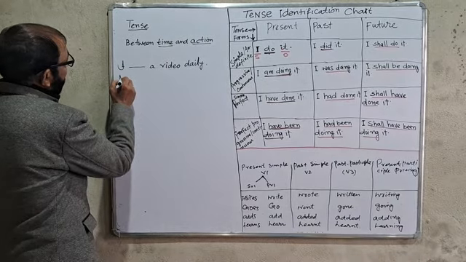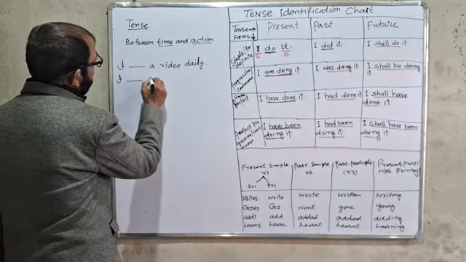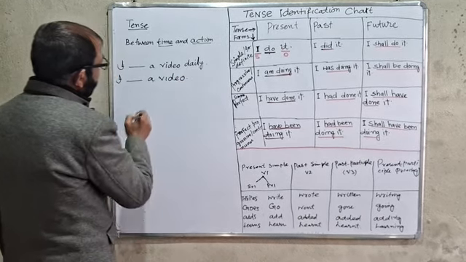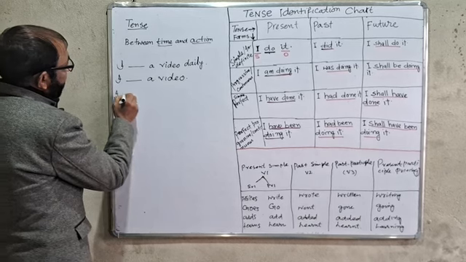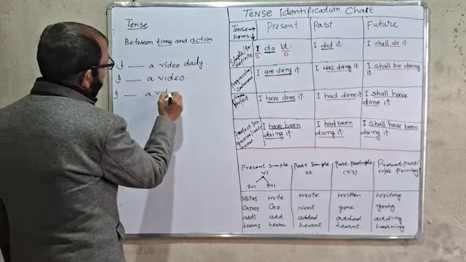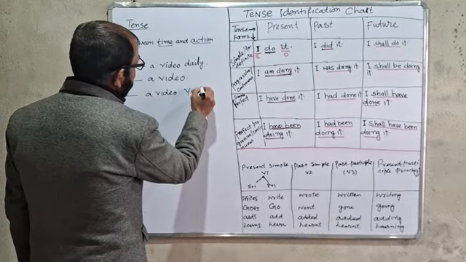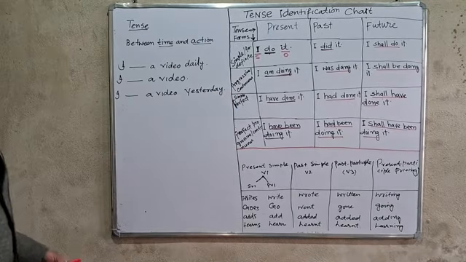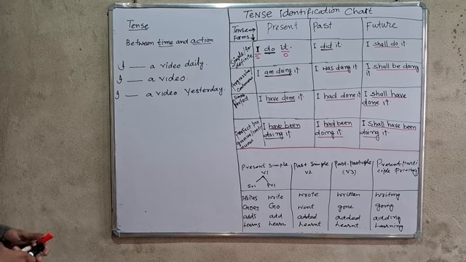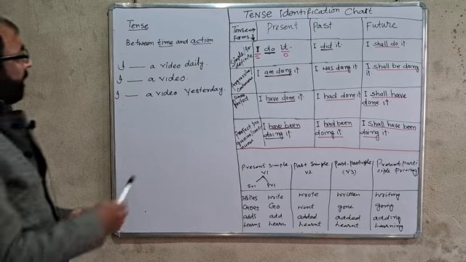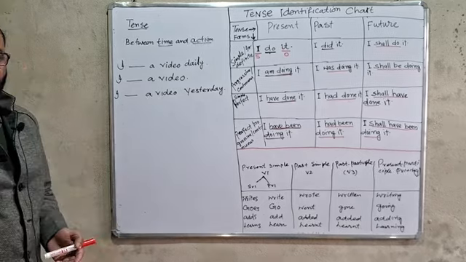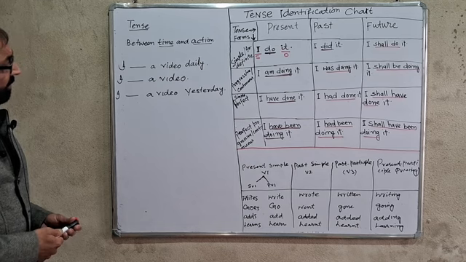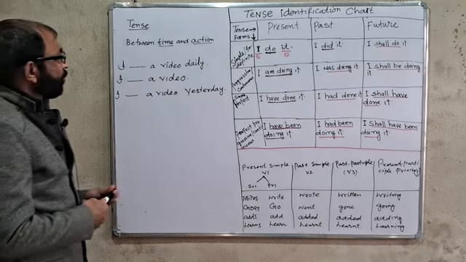The same sentence, I dash a video. I dash a video yesterday. The very first sentence, I dash a video daily. No time reference is given here. That could suggest which tense form I should use.